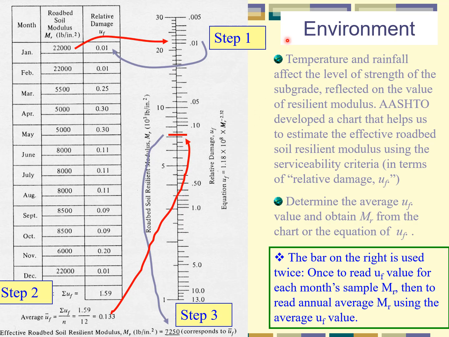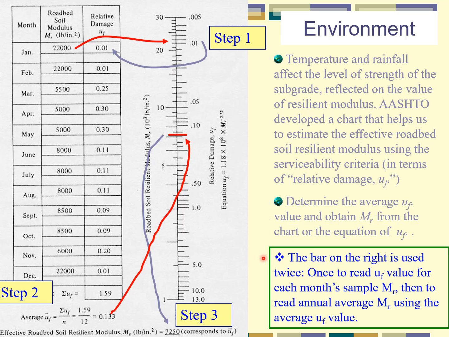Now here the environment. Temperature and rainfall affect the level of strength of subgrade, reflected in the value of resilient modulus. AASHTO developed a chart that helps us estimate the effective roadbed soil resilient modulus using the serviceability criteria in terms of relative damage U sub F. Determine the average U sub F value and obtain M sub R, that is the modulus of resilience, from the chart or the equation of U sub F.